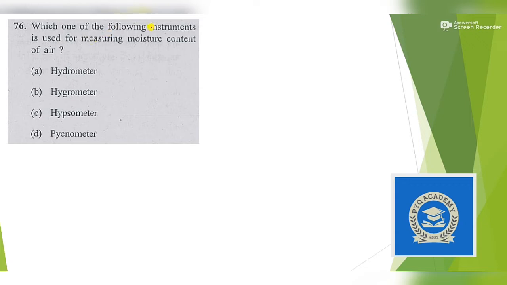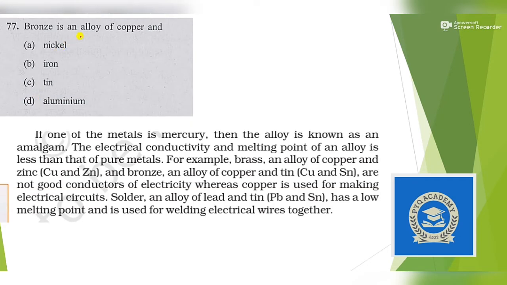Next question, which one of the following instruments is used for measuring moisture content of air? Again a question from general knowledge, so answer is option B, hygrometer. Hygrometer is used for measuring the moisture content. Next question, bronze is an alloy of copper and tin. Again a question of general knowledge, but you can find this answer in NCERT. So you can see here that brass is an alloy of copper and zinc, and bronze is an alloy of copper and tin, given in the metals and non-metals chapter 3 of class 10. So bronze is an alloy of copper and tin.